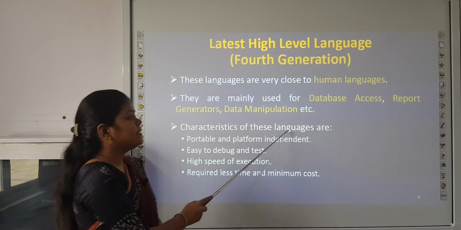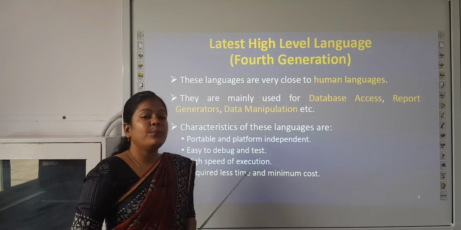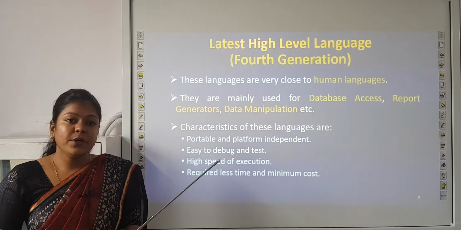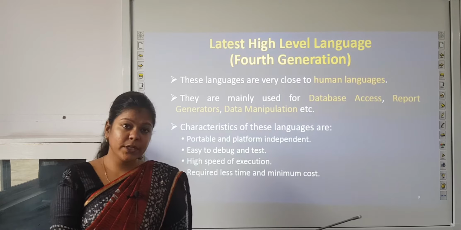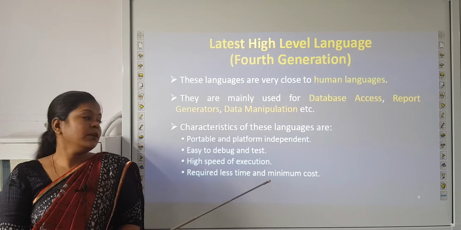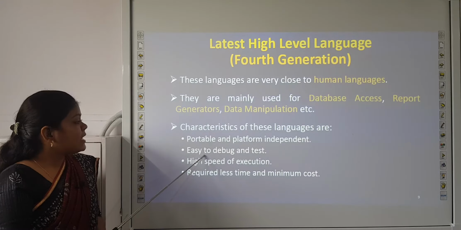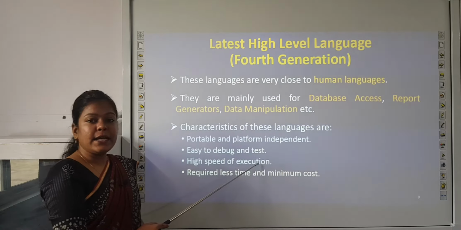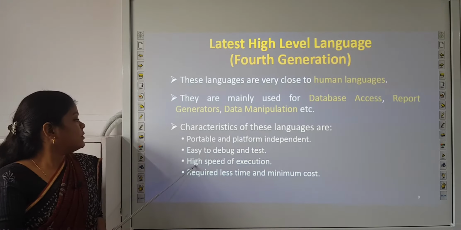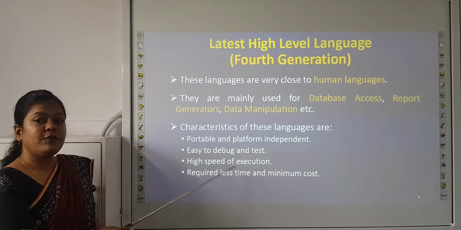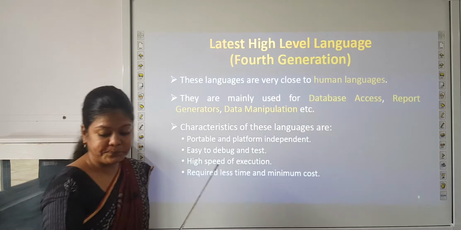Characteristics of these languages are that they are portable and platform independent. Portable means a program written and executed on a computer can be executed on any computer with any platform, which means operating system. These languages are easy to debug and test as they are directly understandable by humans. These languages have high speed of execution, and they require less time and minimum cost.